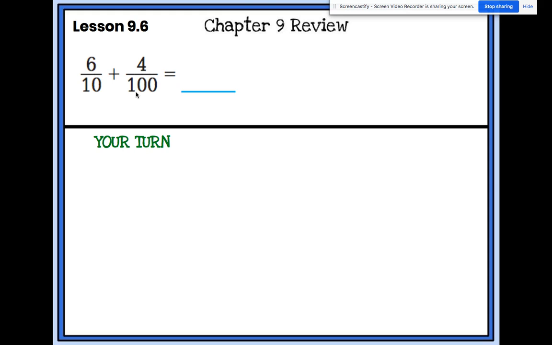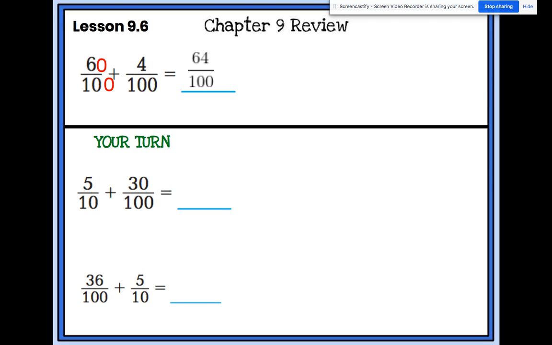When we do that, though, we have to make sure that whatever we did to the bottom, we did to the top. So we would have to multiply 6 by 10 also. And if we did that, we would end up with the fraction 60 hundredths. And 60 hundredths plus 4 hundredths equals 64 hundredths. Okay, so it's your turn. You're going to practice adding 5/10 plus 30/100 and 36/100 plus 5/10.